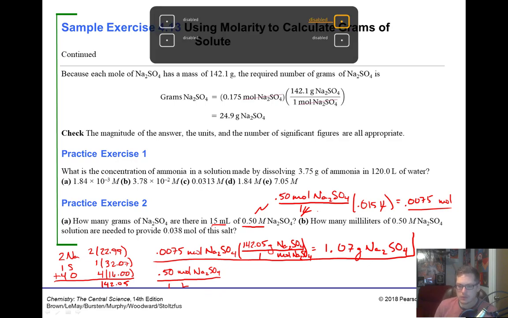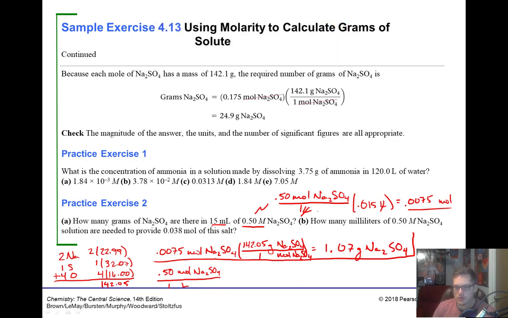All right. So what we need to do is get to liters. We need the liters by themselves, right? So instead of doing it this way, what we want to do is start with our moles, and we're going to convert our moles into liters. So we have 0.038 moles of Na2SO4.